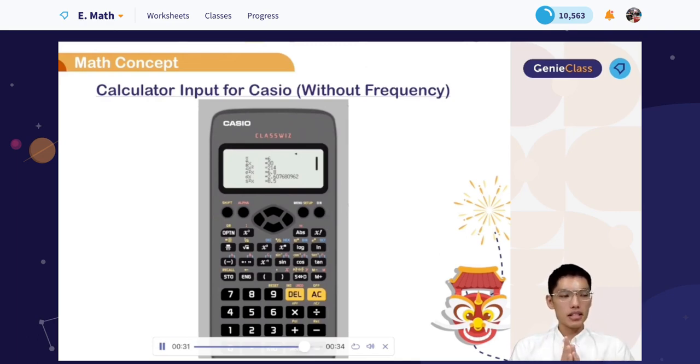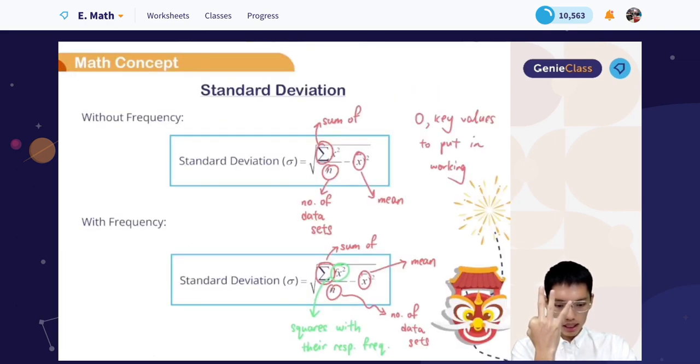I understand that some of you may not be using that, but you realize the main things when we use the calculator: set to stats mode, key in data values, and after that, find the crucial values to put in the working. In this case, 3 values to take note. Let me revert back to the concept. One is the sum of squares, the other is the number of data sets, and the last one is the mean. These 3 have to show in the working.